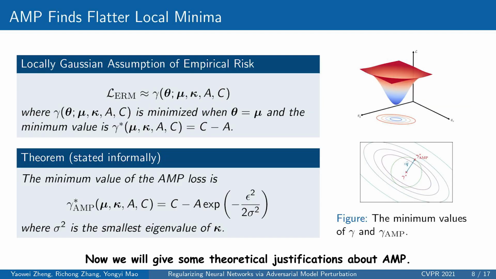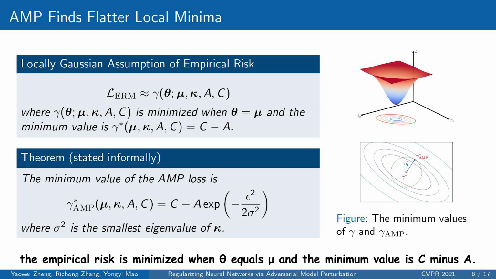Now we will give some theoretical justifications about the AMP. We assume that the loss surface of each local minimum in EM loss can be locally approximated as an inverted Gaussian surface gamma with a mean vector mu and a covariance matrix kappa. Under the locally Gaussian assumption, the empirical risk is minimized when theta equals mu, and the minimum value is c minus a.